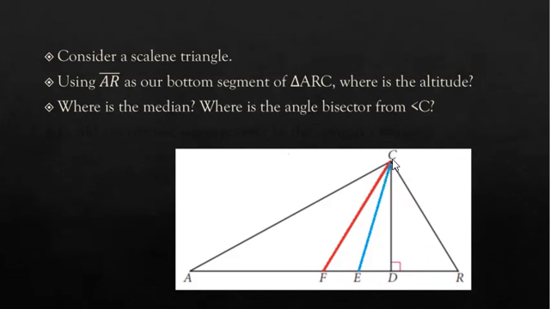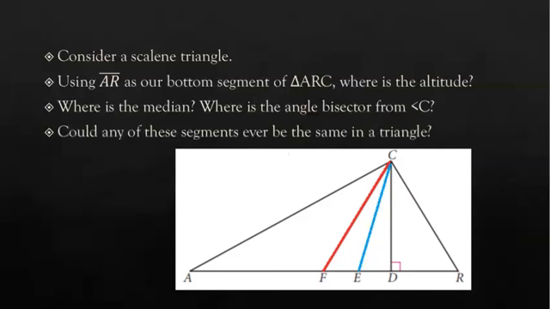And then where's the median? CF is the median. It bisects AR, so the AF is congruent to FR. And then the angle bisector is CE. Could any of these segments ever be the same in a triangle?